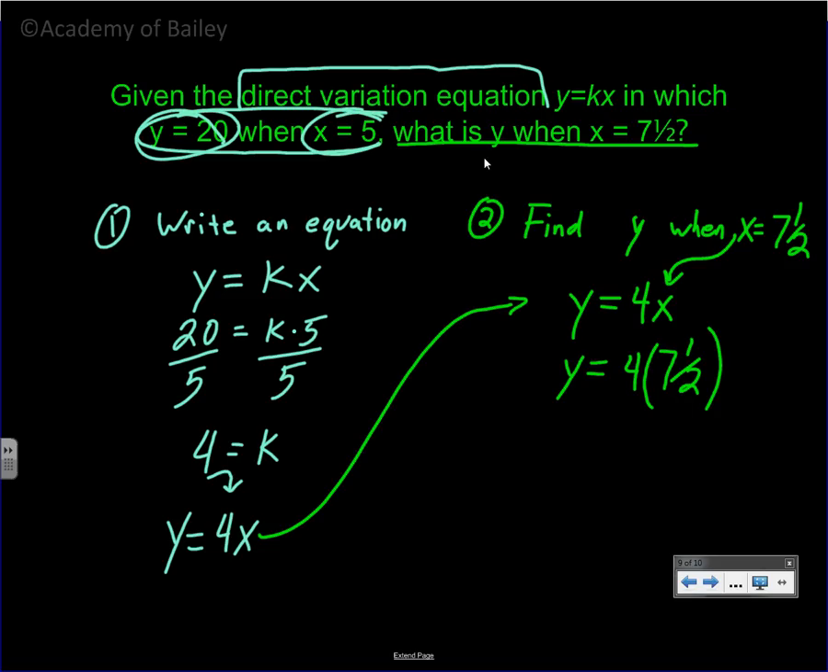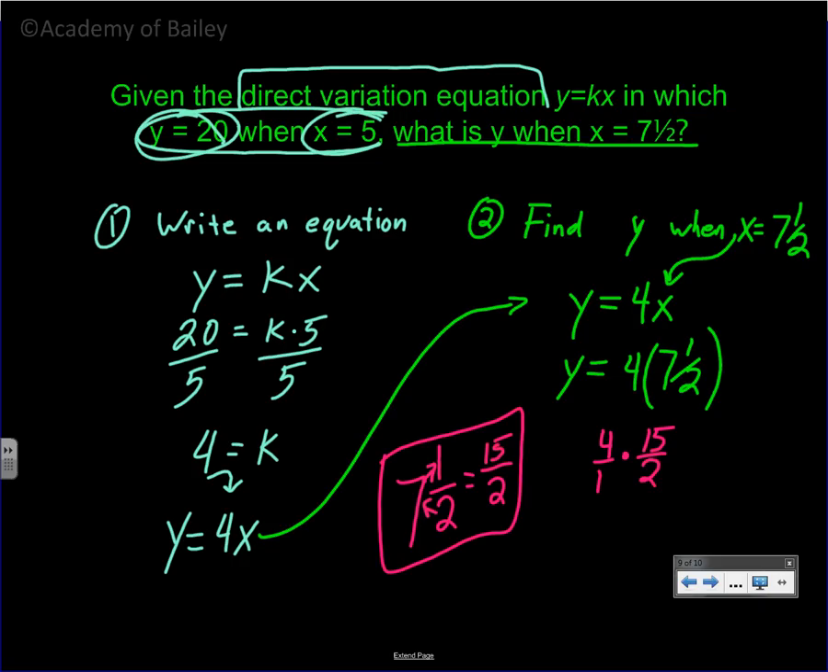You could multiply this in your head, but I'm going to show you how to do it without doing it in your head. Let's say we have 4 over 1 and we're multiplying it by 7.5. We need to change 7.5 to an improper fraction. So we have 2 times 7, which is 14, plus 1, which is 15, and then 15 over 2. So that's how you change a mixed number to an improper fraction.